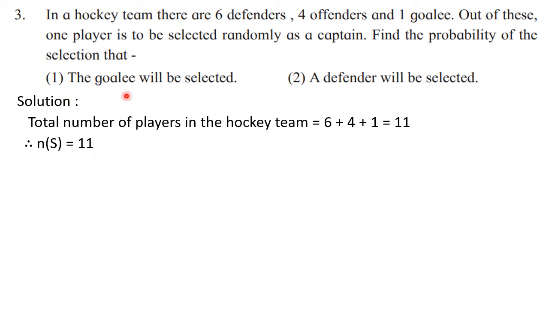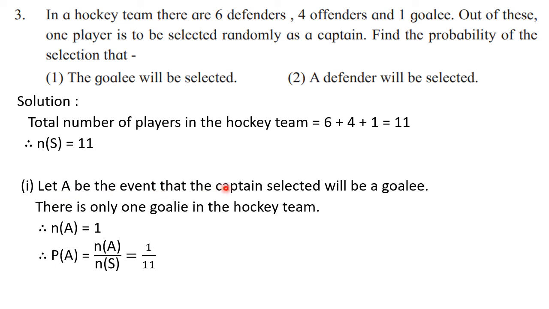Now let us take the first event, that the goalie will be selected as a captain. Let A be the event that the captain selected will be a goalie. There is only one goalie in the hockey team, and therefore n of A is 1. Therefore the probability that the captain is a goalie is 1 upon 11, because the formula is P of A is equal to n of A upon n of S, that is 1 upon 11.